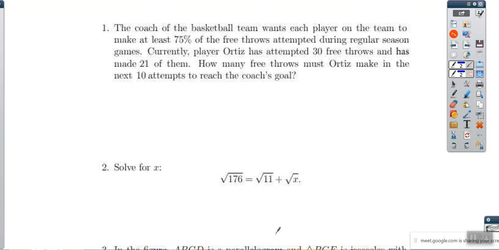All right. So, 21 divided by 30 is like 0.7, so we know that he has made 70% of his free throws so far, but he needs to make 75% of 40, which is 30. And how'd you get 40 attempts? 10 attempts plus 30. So we have 40 total attempts, okay.